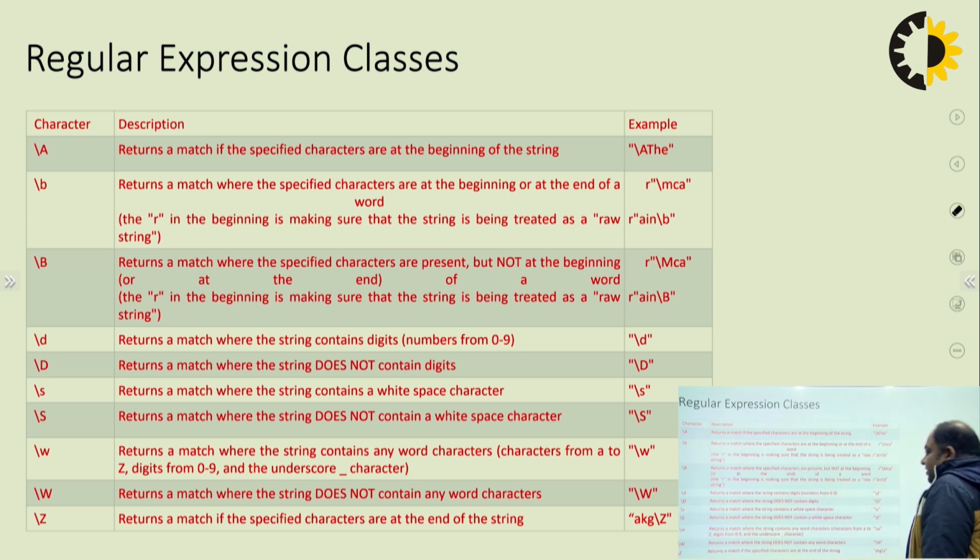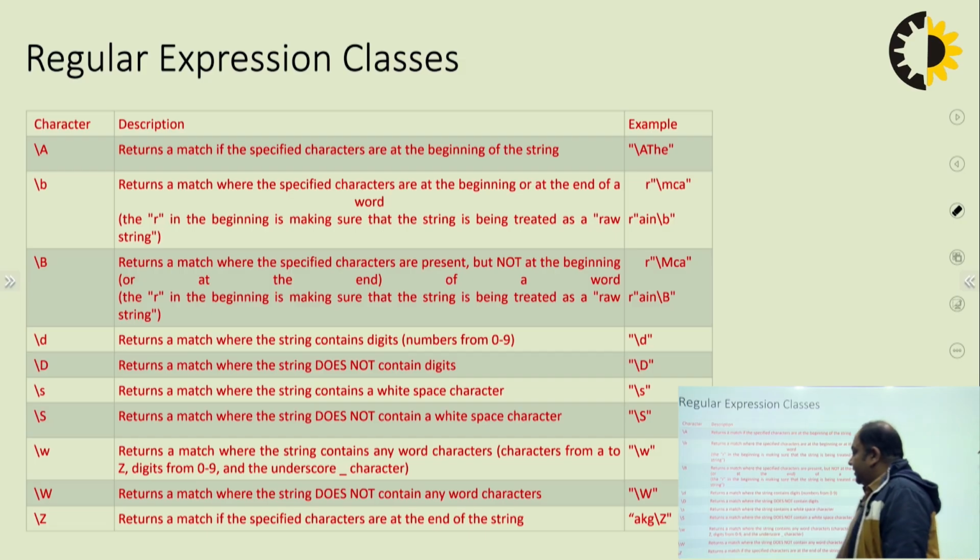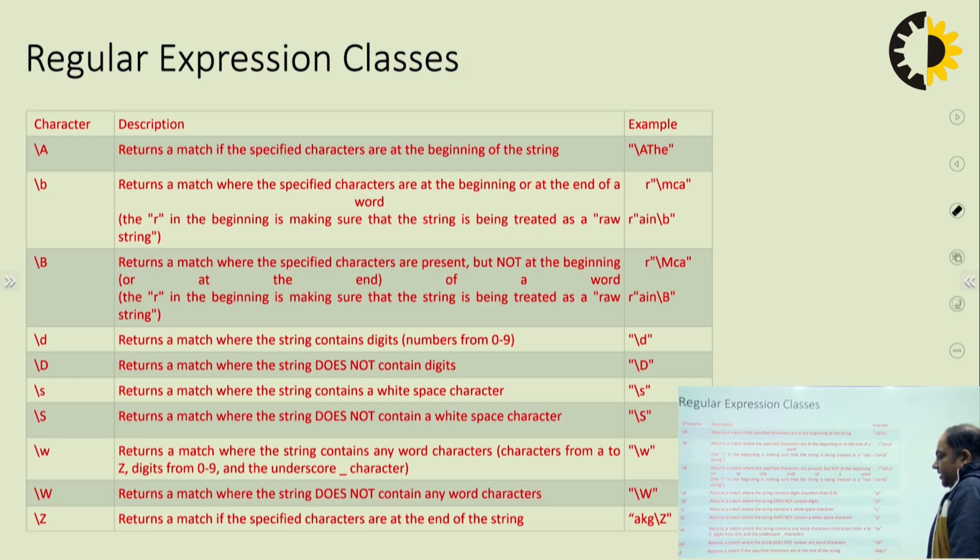Small \s returns a match where the string contains a white space character. Capital \S returns a match where the string does not contain a white space character. Small \w, any word character. Capital \W where it does not contain any word character. And backslash Z returns a match if the specified characters are at the end of the string.